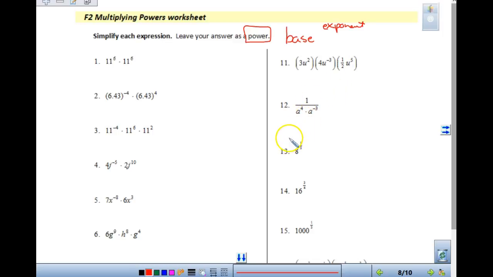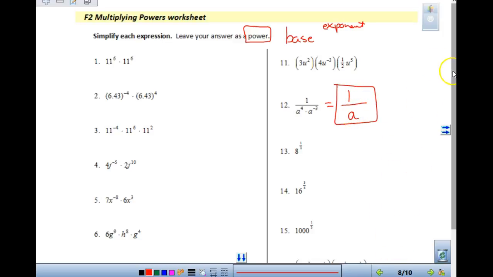So let's just look at number 12. They're both in the denominator. And since they're both in the denominator, Bryce, the same base, we're adding them. What do you end up with? Just 8. If it would have been a negative 1, you'd move it up, but since this is a positive 8, 1 over a to the 8, and this is your answer, and you are done. Okay?